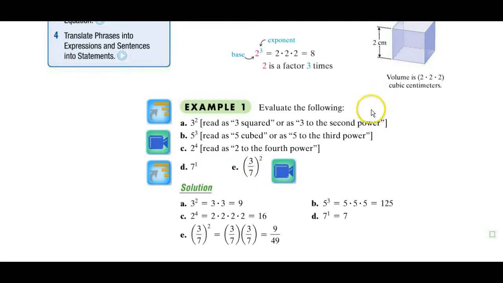So in doing these things, as you see here, we can just use what they've written out. This would be 3 times 3, which is 9. Here it's 5 written 3 times. 5 to the third is 125. 2 to the fourth is 16. Now every number, 7 for instance, has an exponent of 1. We just don't write it. So anything to the first power is just the number itself. And then here we have to keep in mind that we're squaring the 3 to get the 9, and we're squaring the 7 to get the 49.